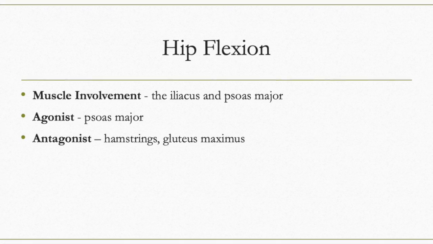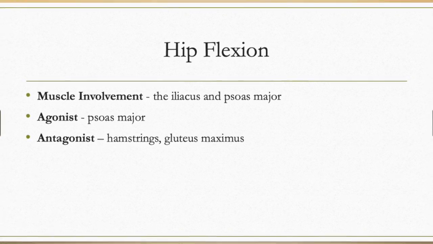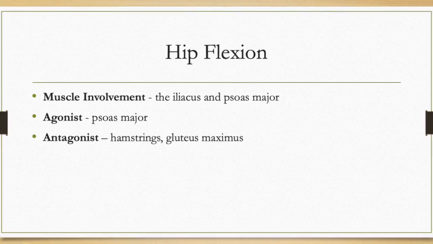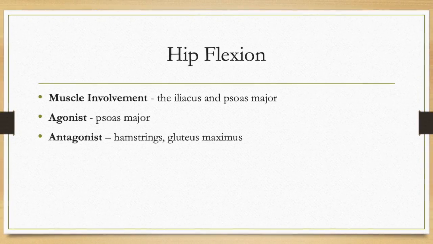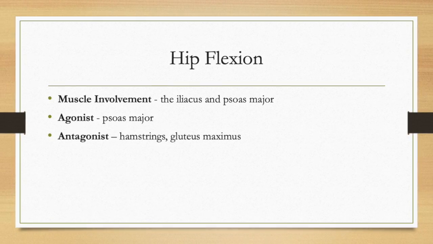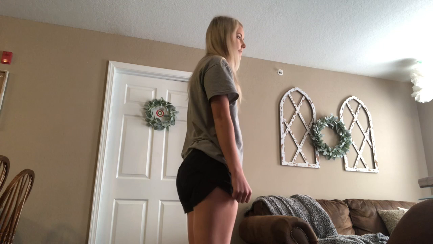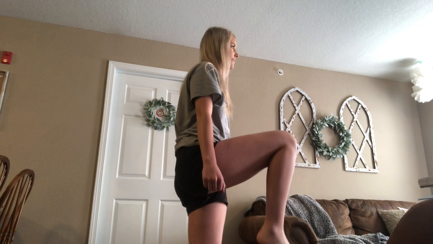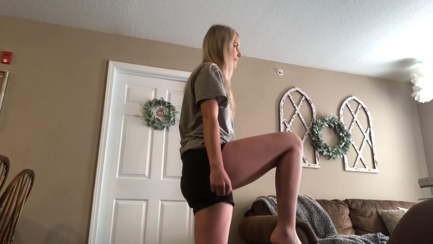Next is hip flexion. Hip flexion's muscle involvement is the iliacus and the psoas major. The agonist is the psoas major, and the antagonists are the hamstrings and the gluteus maximus. Again, hip flexion is just where you're bringing your hips forward, bringing your knees up.